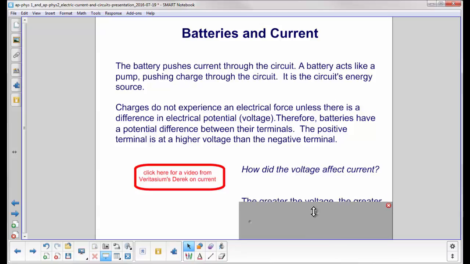Okay, let's pull the shade down. What we find, if the circuit doesn't change, if the resistors are still there, if the battery is the same, if we increase the voltage on the battery, put more batteries on, the greater the current.